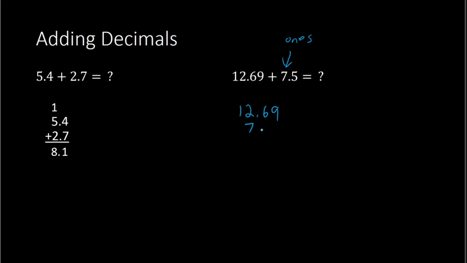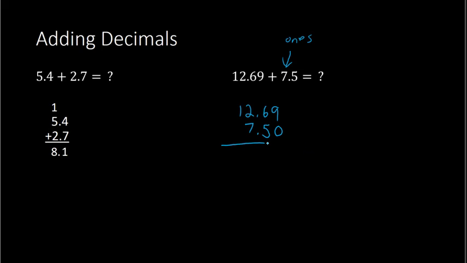And then you have 0.5. 5 is the tenths place. That lines up with the tenths place for 12.69, which would be the 6. And if you want, you can put a 0 at the end of 7.5 to show that there's 0 in the hundredths place.